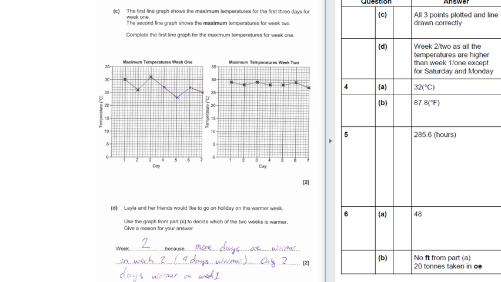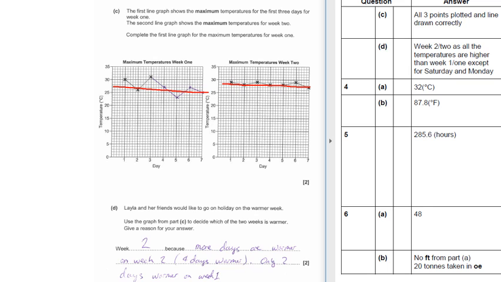You can kind of see that might be the average, and you can see these are rough lines. You can see that the second week, they're a bit higher. Week 1 has got 2 days warmer, but it's got more days that are colder. So my reasoning was week 2 because more days are warmer on week 2, 4 days warmer, only 2 days warmer on week 1. Okay.